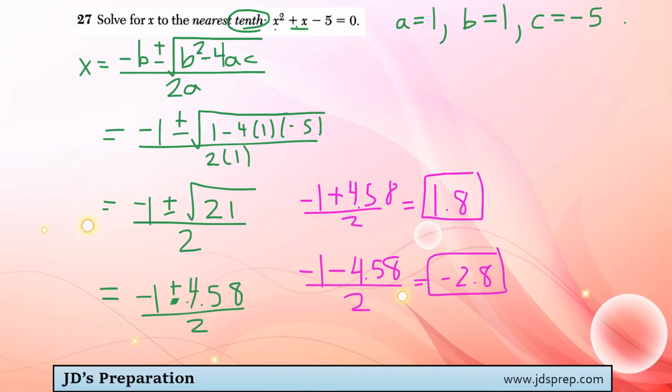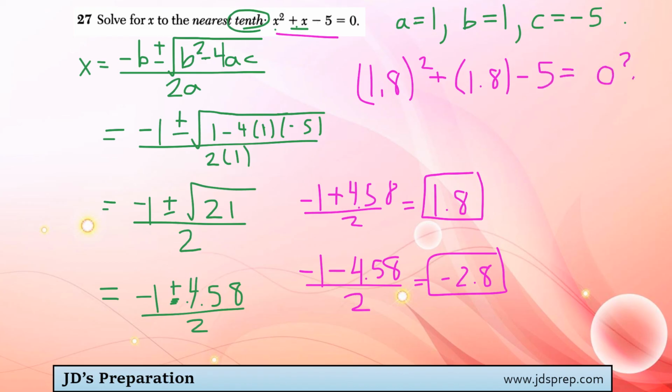And just for a fun fact, if you had time on this test, you could check your answer by going back to the original equation and replacing x with your solutions. For example, you do 1.8 squared plus 1.8 minus 5, and you should get an answer that's very close to 0. It may not be exactly 0 because we did round a couple times, but it should be very close. And that's a good way to test your answer.